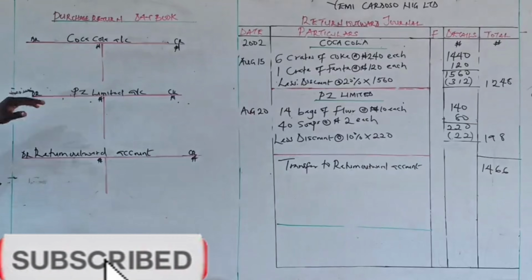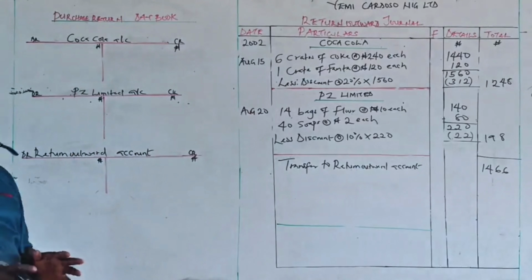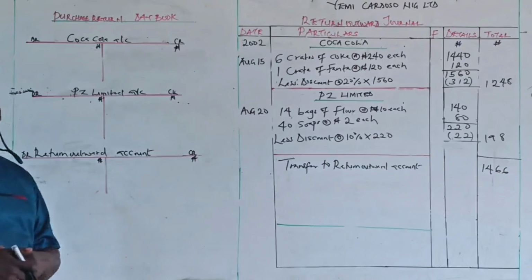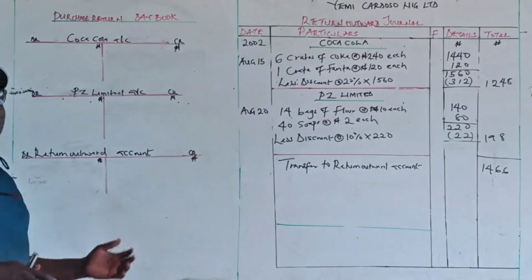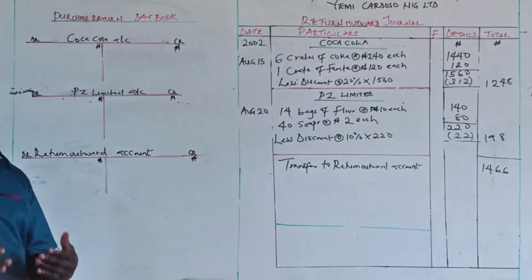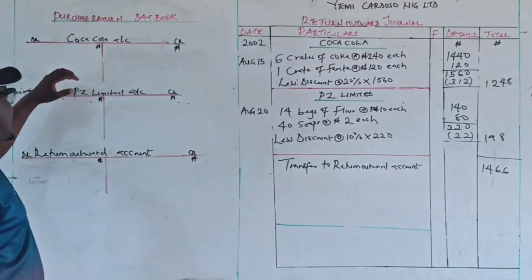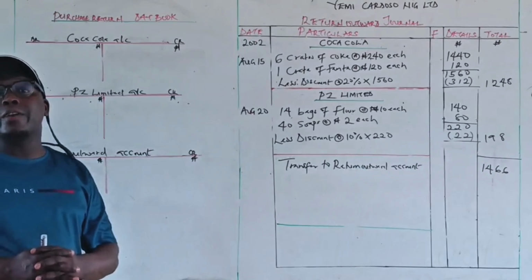Now, the accounting procedure for posting to the return outward account is different from the purchase journal or purchase account. When we are posting to the purchase account, we debit the purchase account and credit the individual supplier's account. But in this case, since we are making returns to the supplier, we are going to debit the supplier's account and credit the return outward account.